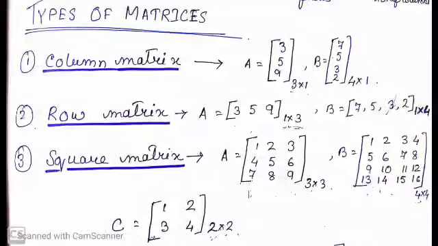In the next one I have written 7, 5, 3, 2. Matrix B. Here also we have only one column and how many rows? 4 rows. So the order of the matrix will be 4 by 1.